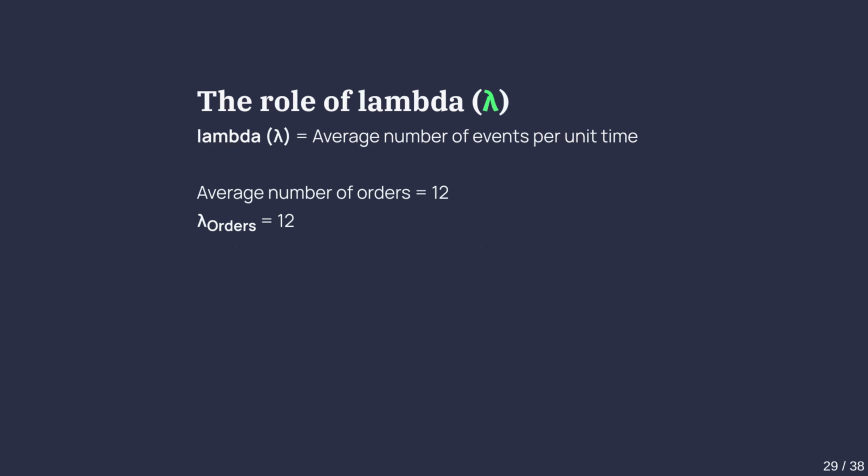At the core of every Poisson distribution is a single parameter called lambda, representing the average number of events in one time interval. For example, if our cafe gets on average 12 orders per hour, then lambda equals 12. This value is both the expected mean and the rate parameter.